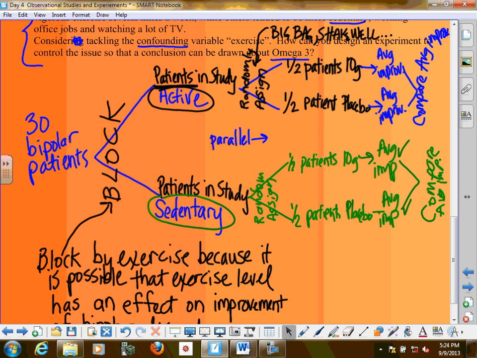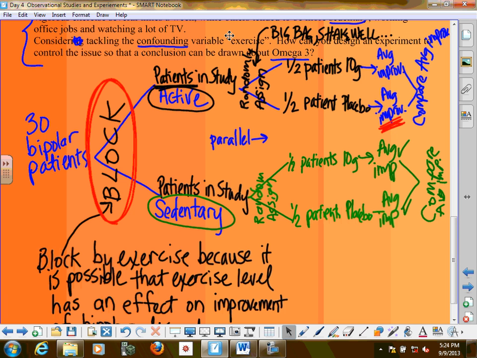All right. So that is what blocking does. So in recap, you block first if there is a trait that could confound the improvement. If some difference between them could confound the improvement, and we can't leave it just to choice. We can't just pretend like complete randomization. We'll put the same amount of active and sedentary in each group, so we control it.